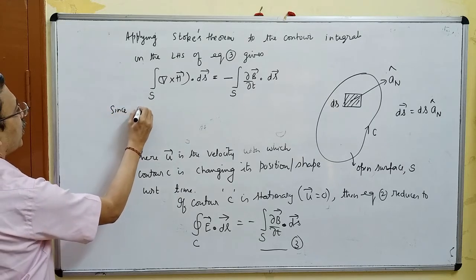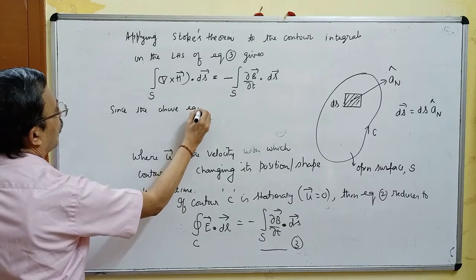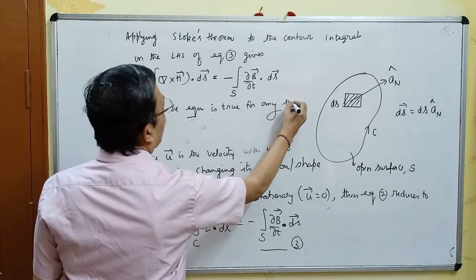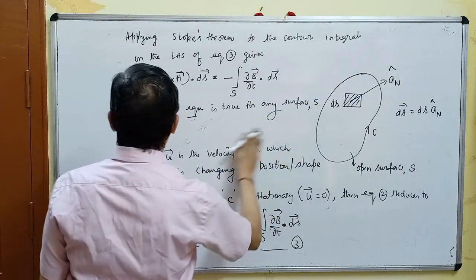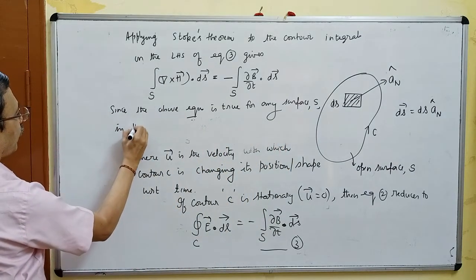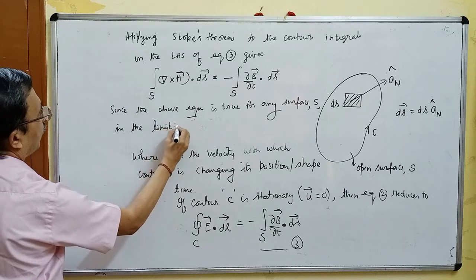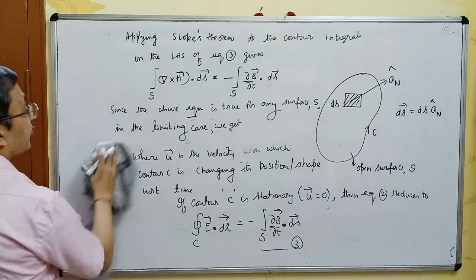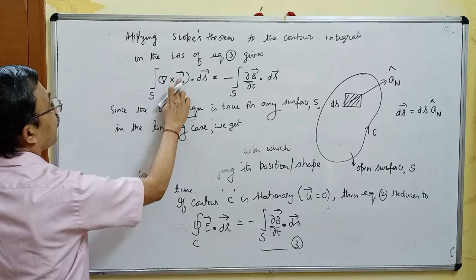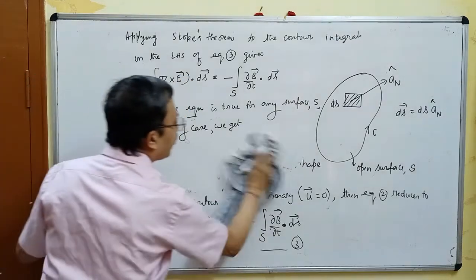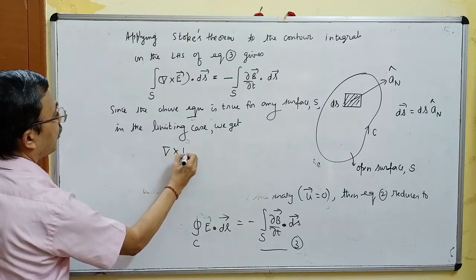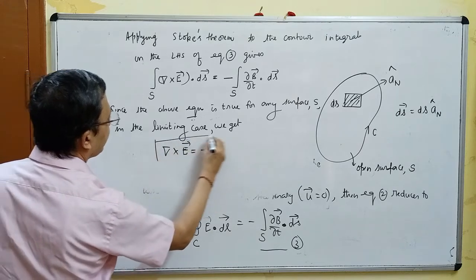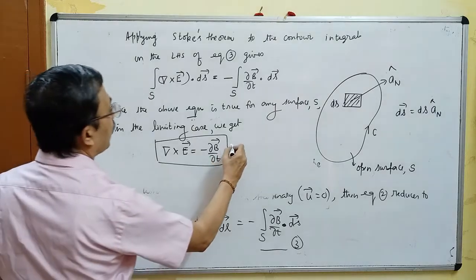Since the above equation is true for any surface, in the limiting case we get del cross E is equal to minus dou B by dou t. This is equation number 4.